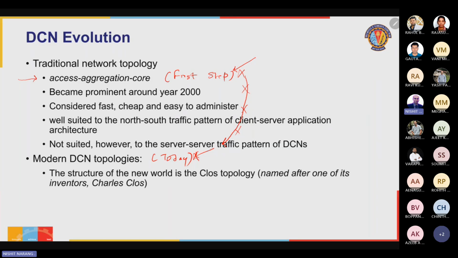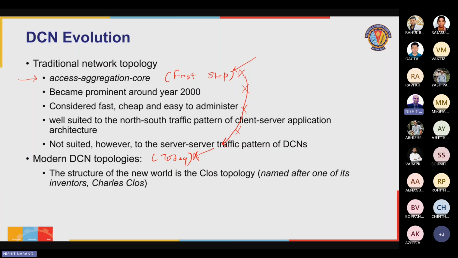How did we reach that state? It wasn't a sudden shift, but a gradual change, and that is the whole journey we will talk about in the next class. But today we will talk about the access aggregation core topology and why it became challenging to persist with this topology with modern applications.